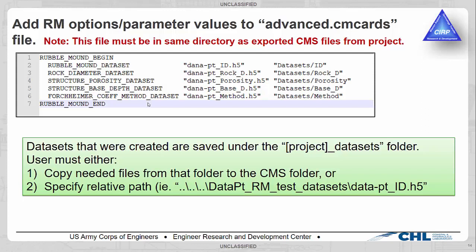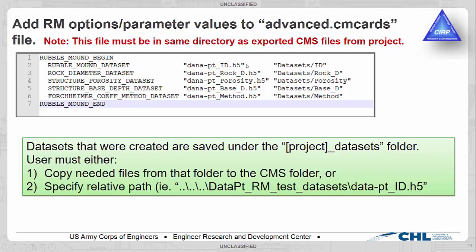Later on in SMS 13.1, this will automatically be written out for you. You don't have to worry about this hand editing of files. But for right now, this is what we have to do. So in this particular case for the structure, we need to specify basically 5 lines. So Rubble Mound begin and end block. So within that, we're specifying these different data sets.